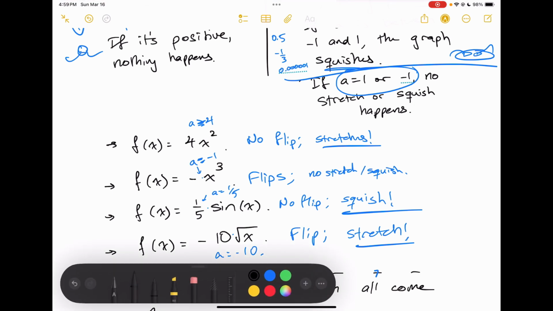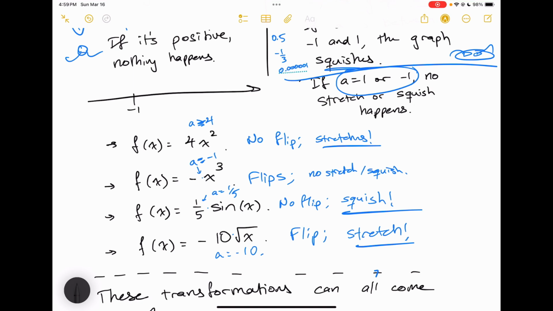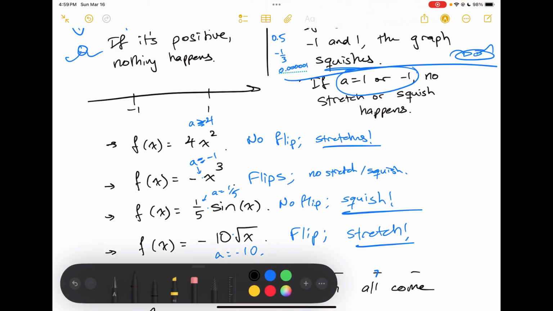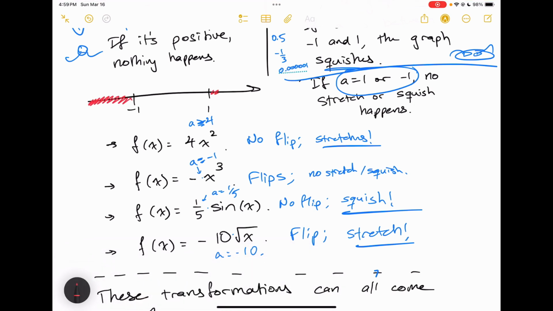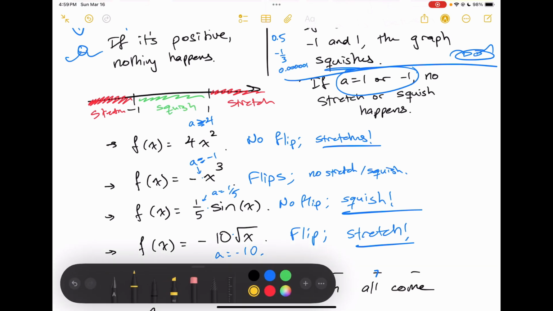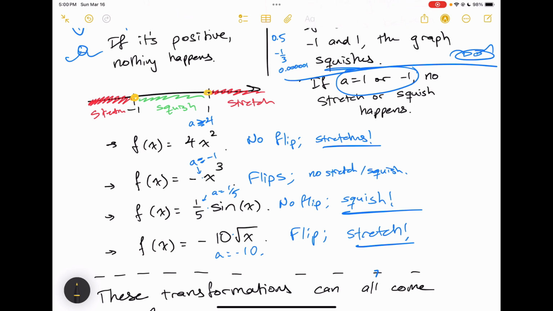I've seen students create a sort of number line before, with -1 and 1, to help indicate where we have stretches and squishes. Anything outside of this little range is the stretch zone. Anything inside the range is oftentimes called the squish zone. And anything that sits exactly on -1 or exactly on 1 indicates none. This graphic over here might be good. I'd go so far as to draw an algebra fairy next to it, because I think it's pretty awesome.